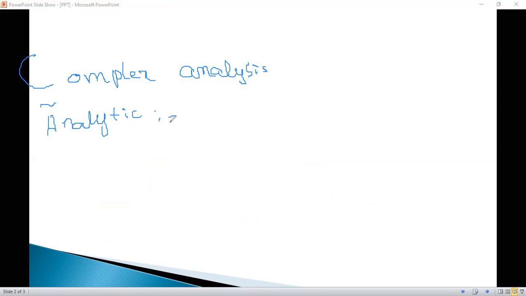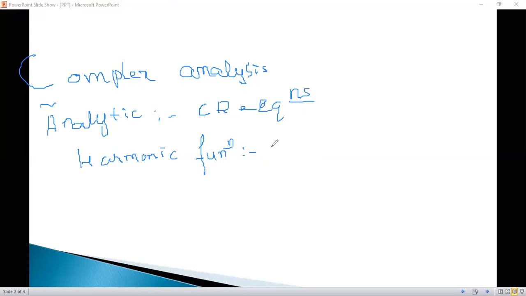We have discussed the definition of the analytic function and the necessary conditions for a function to be analytic, that is the CR equations. Based on these CR equations, that is checking whether the function is analytic or not, we have discussed so many problems. And it's followed by the harmonic function. A harmonic function means a function which satisfies the Laplace equation. That is nothing but the harmonic function.